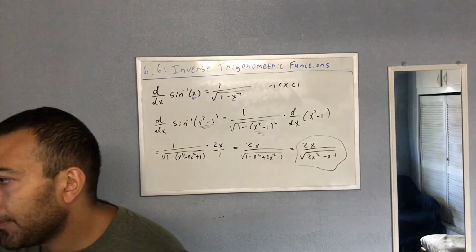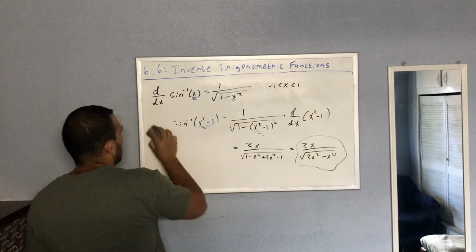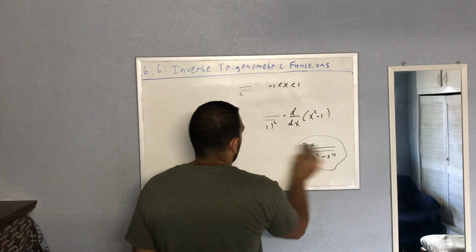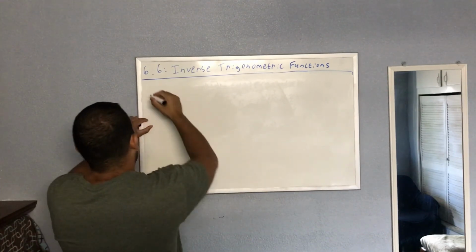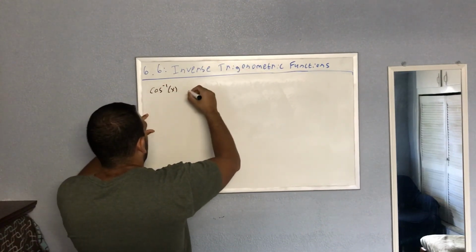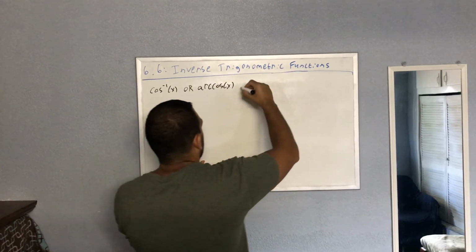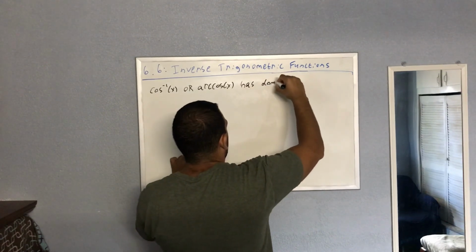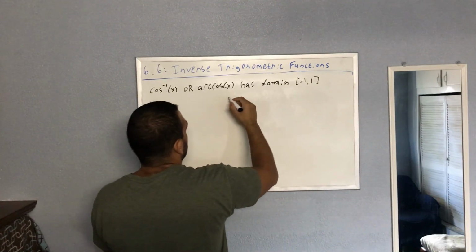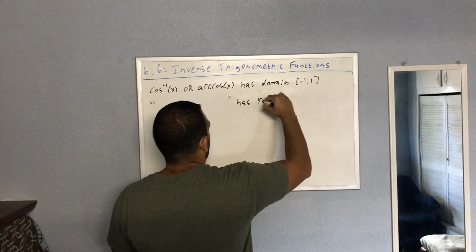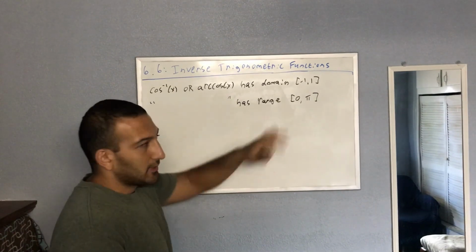Okay, and then in a similar fashion, the other two really important inverse trig functions are cosine inverse and tangent inverse. So cosine inverse, also known as arc cosine, has domain also negative 1 to 1, and it has range 0 to pi actually. So that's one small difference.